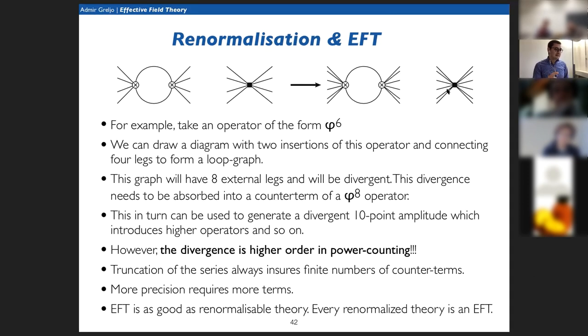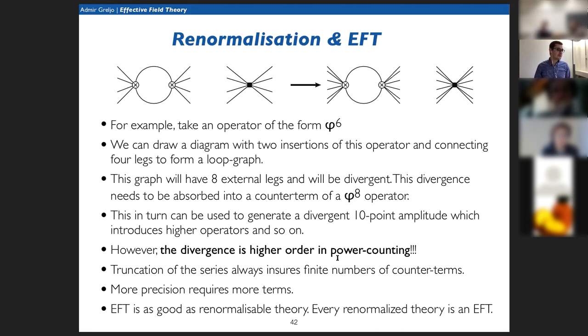However, there is a catch. If you are doing calculations where the EFT is valid, namely at low energies, in the region where the power counting works, where the energy is smaller than the soft scale and the hard and soft scales are separated, then you are truncating your series. You are doing power counting, so the divergence is higher order in power counting. You can see, for example, in the first diagram, you have a dimension six operator, but you are inserting it twice. And this effect is a dimension eight effect, and this is neglected.